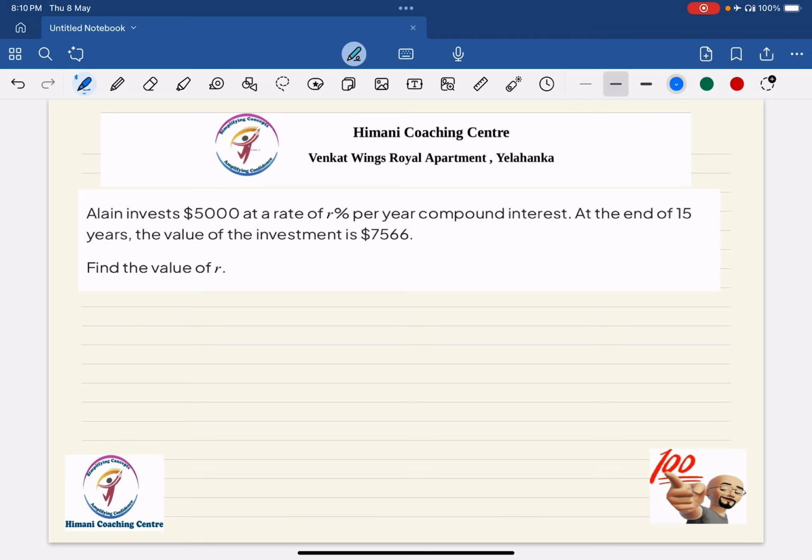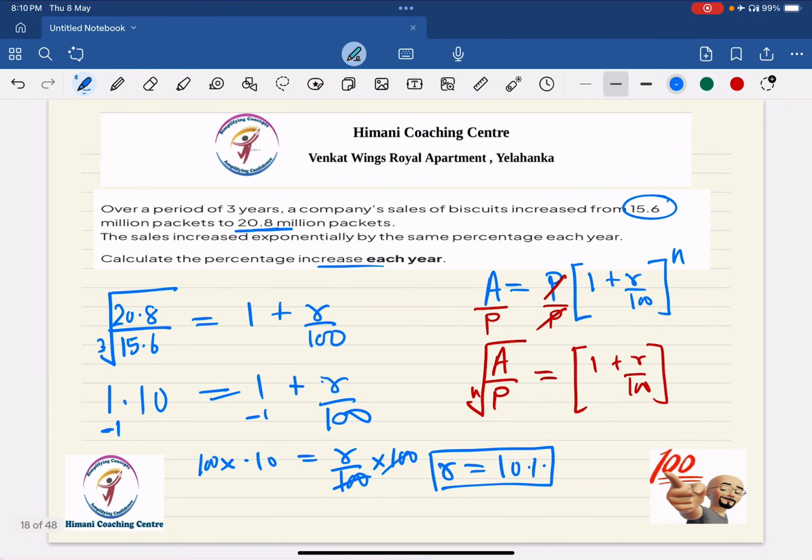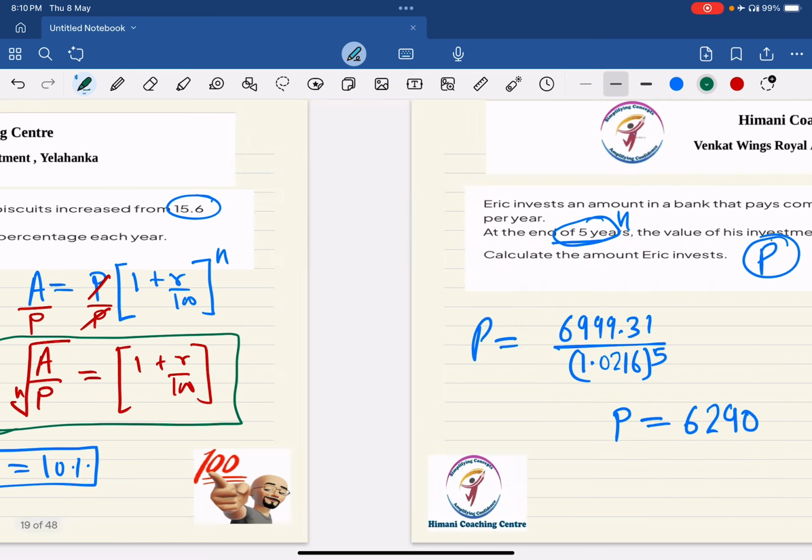Here we are asked that LN invests $5,000 at a rate of R% per year compound interest. At the end of 15 years, the value of the investment is 7,566. Now, if you go back to the first part where we discussed how to make R the subject, this is what we are going to do. The nth root of A upon P should be equal to 1 plus R by 100.